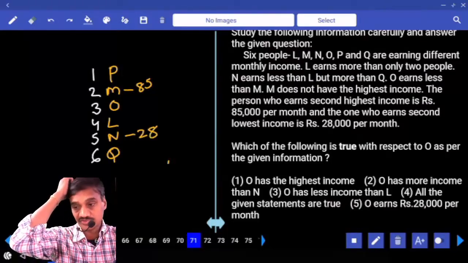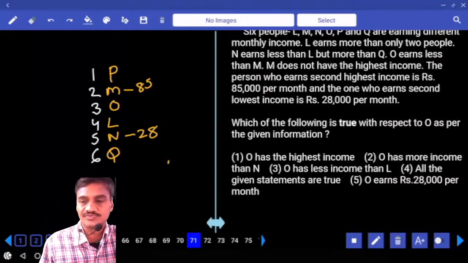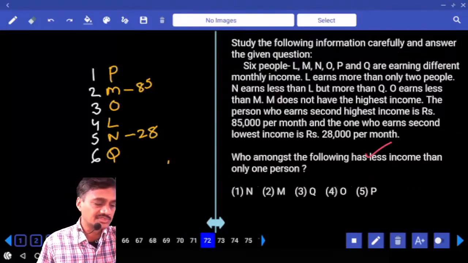Then according to this one, which of the following is true with respect to O? O has the highest income, that is false. O has more income than N, definitely true, choice 2. And next one, question number 72.